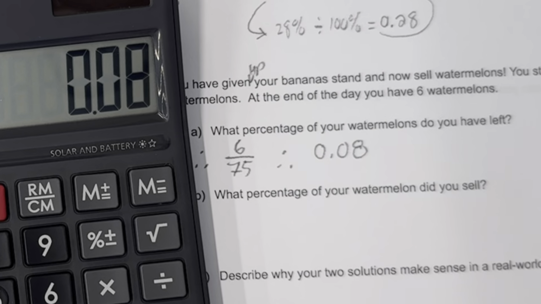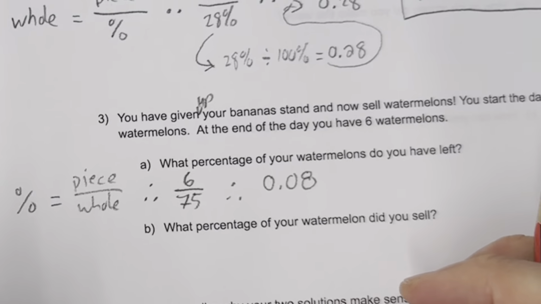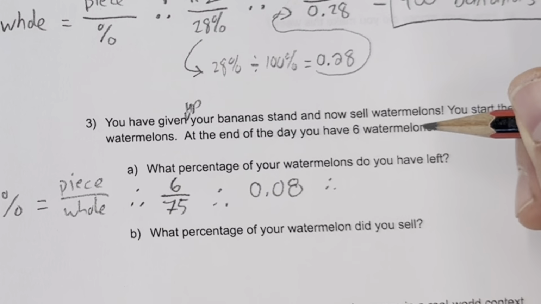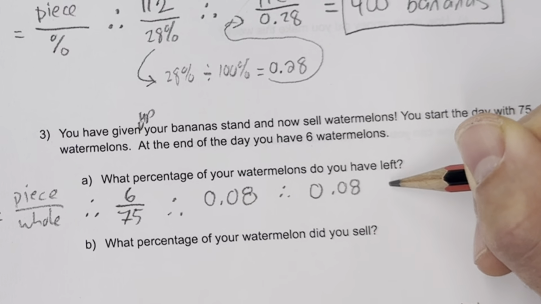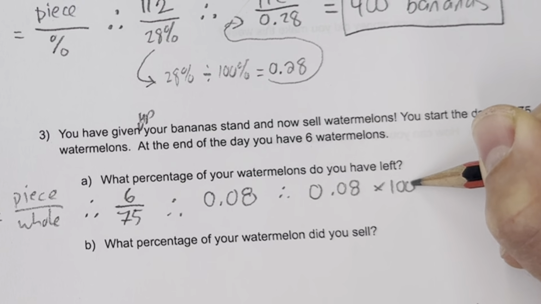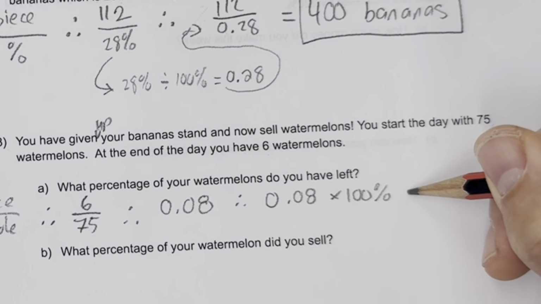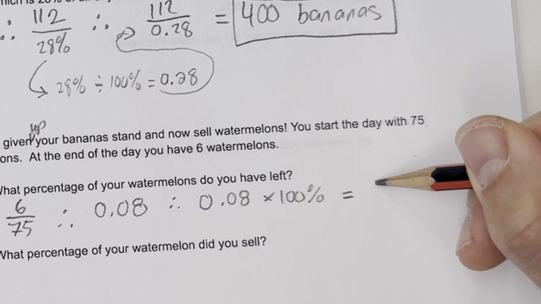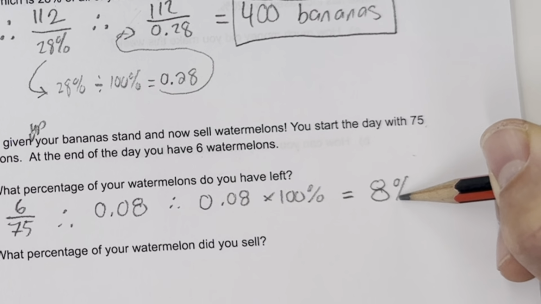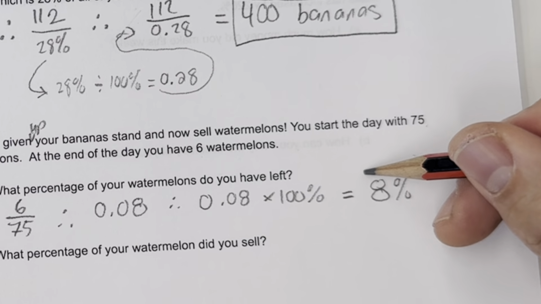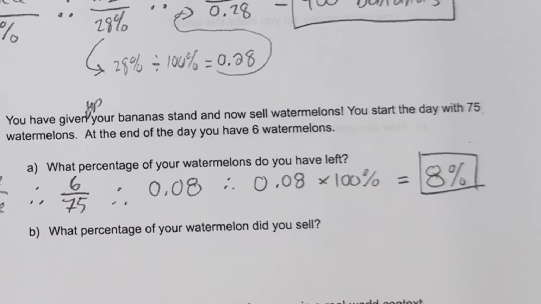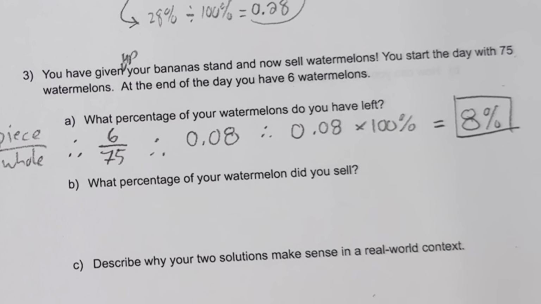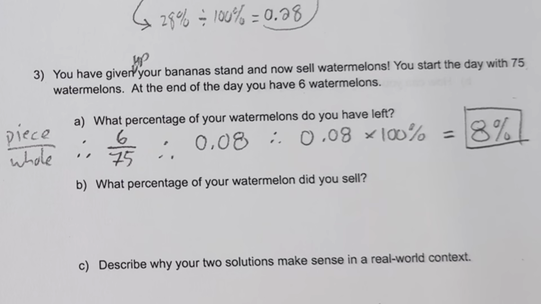0.08, which is a decimal, but we're looking for our percentage. So remember, the next step we say 0.08 times 100%. We'll move it into percent, and that's going to give us 8%. Okay, so our answer is 8%. Good job. All right. So then it says, what percentage of watermelons did we sell?